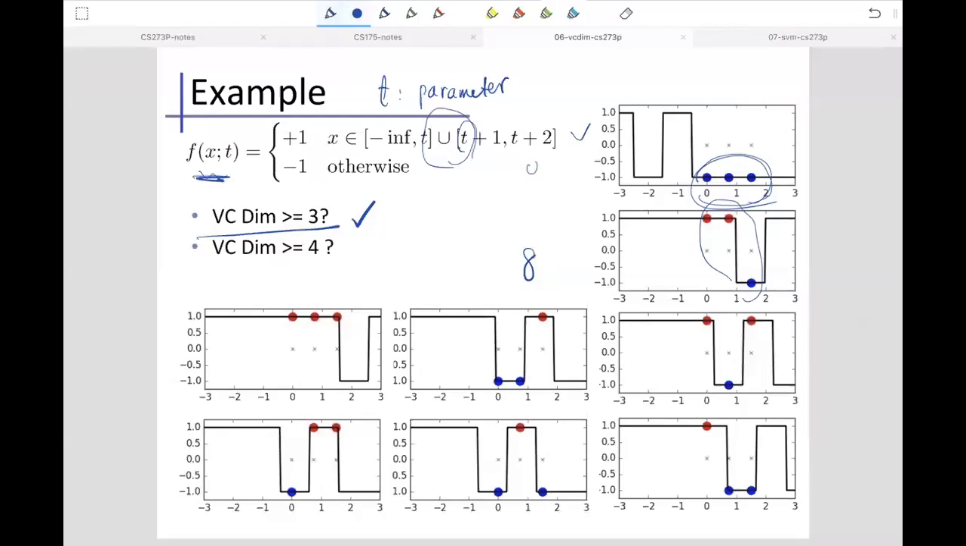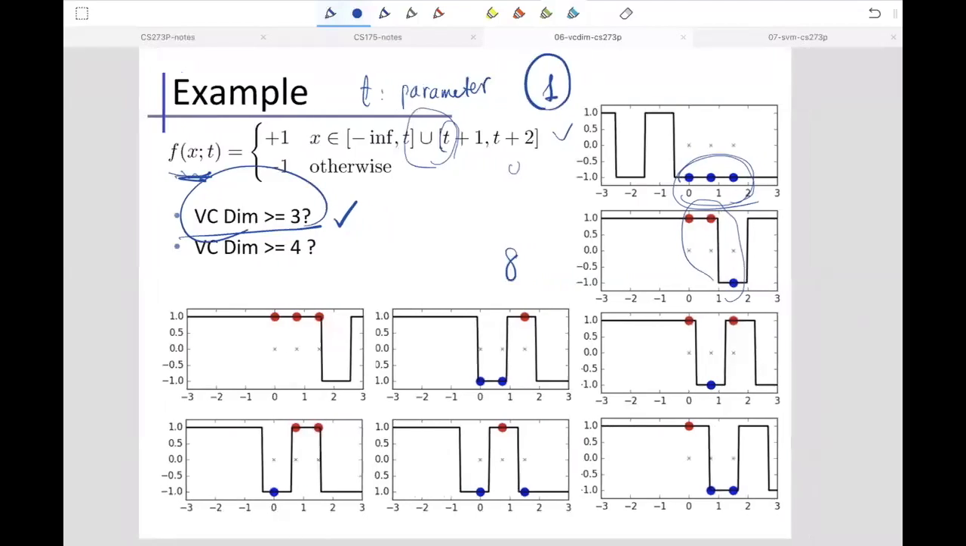Then once you demonstrate it here, you move on to ask, can this be 4? And it turns out it cannot. I will not demonstrate that, but if you want, you can try it out. No matter what 4 points you place, there's always some label assignment you cannot realize. So the point I want to make through this example is this: you only have 1 parameter here, however the VC dimension is 3. So the VC dimension is not equal to the number of parameters.